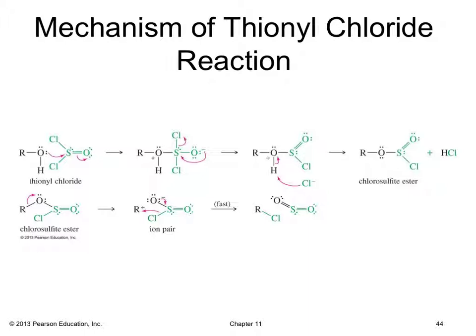This chlorosulfite ester will then remove itself from the carbon, and then, interestingly, electrons from that oxygen will come down, and that chlorine will then attack the carbon of that carbocation, forming the two byproducts.